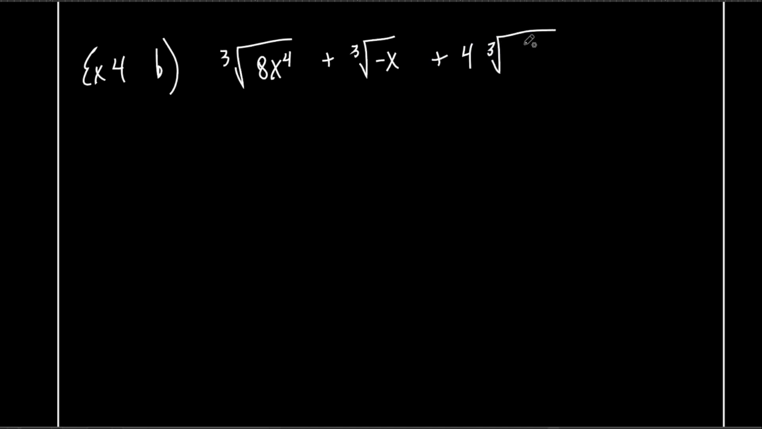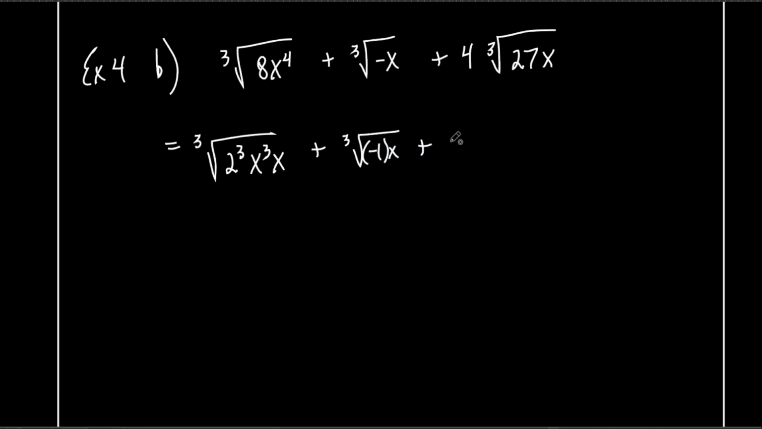So it's the cube root of 27x. All right, here we go. Let's go through this kind of quick. Let's break this down so that I can have something to the third power. So put a root out here. 8 I can write as 2 cubed. X to the fourth I could write as x cubed times x. Now, this negative x is actually a negative 1, so I'm just going to write it negative 1 times x, just to make it a little bit easier for us to see.